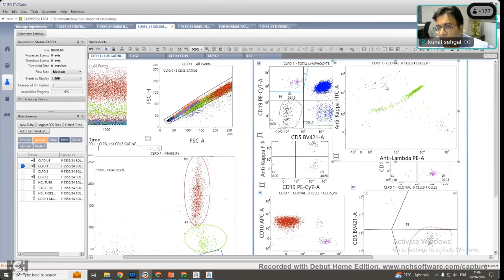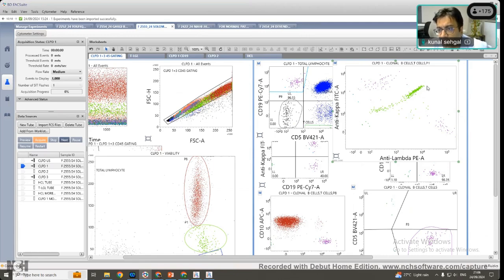If it has worked, like in this case, where the normal sample is showing kappa and lambda polyclonal, and my abnormal tumor cells are lying in the kappa-lambda negative area, you can use that also as a surrogate marker of clonality, but with experience and after acquiring a lot of events.